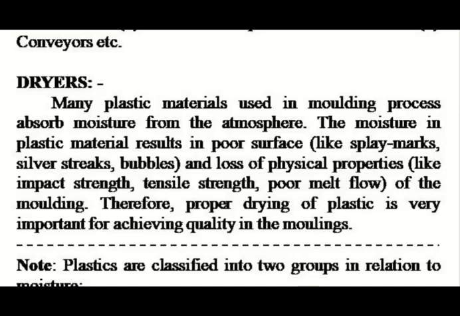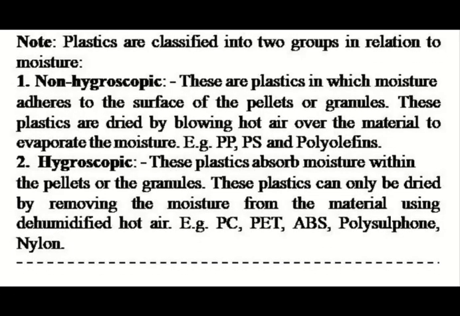The plastics are classified into two groups in relation to moisture: non-hygroscopic and hygroscopic. Non-hygroscopics are those plastics in which the moisture adheres to the surface of the pellet or granules. These plastics are dried by blowing hot air over the material to evaporate the moisture. Examples are polyolefins, PE, PP, etc., and also PS. Usually, the moisture adheres to the surface of the pellet, which can be easily removed, or sometimes the moisture is not absorbed by these plastic materials at all.